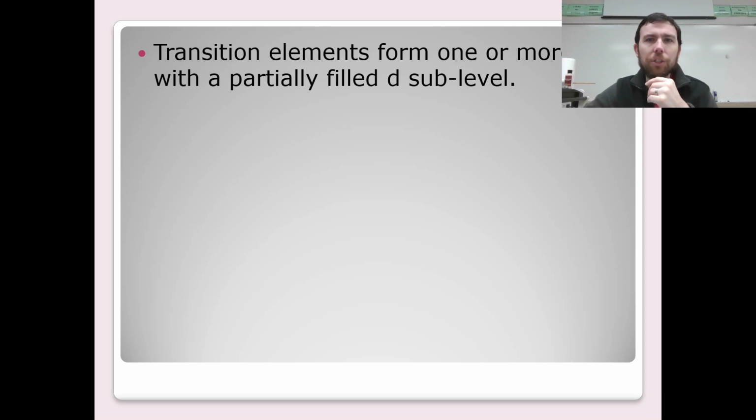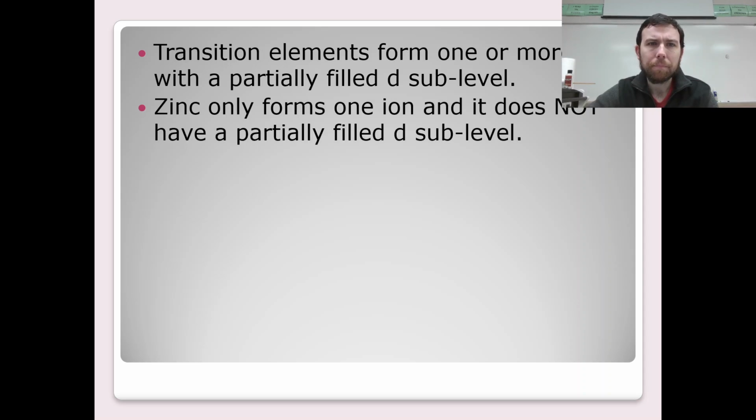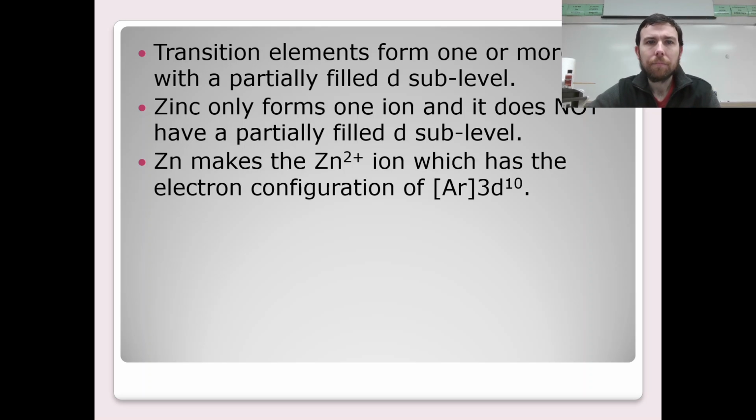Now, your transition elements, we know this already, tend to form one or more ions with a partially filled d sublevel. We've seen this over and over again, whether it's honors chemistry or AP chemistry, and it still holds true here. Zinc is the only one that forms one ion and does not have a partially filled d sublevel. Zinc has a completely filled d sublevel once it forms an ion, the 2+ ion, which has the electron configuration of [Ar] 3d10.